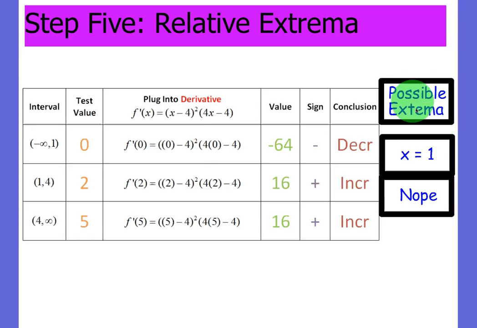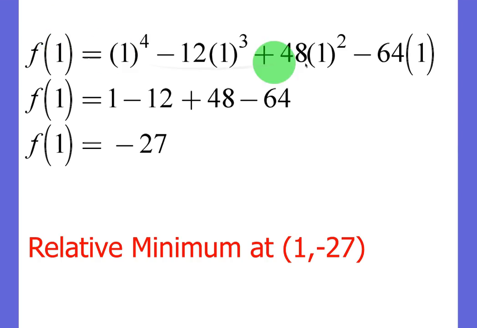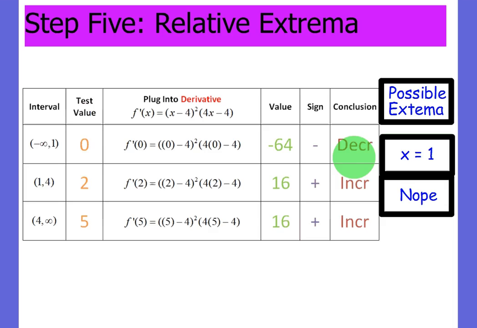So we'll add our extrema column, and there will be a possible one at x equals 1 since it changes direction there. When we plug 1 into the original, remember we have to plug that back into the original, we do get a value back of negative 27. So that means there is a relative minimum at 1, negative 27 since it went from decreasing to increasing.